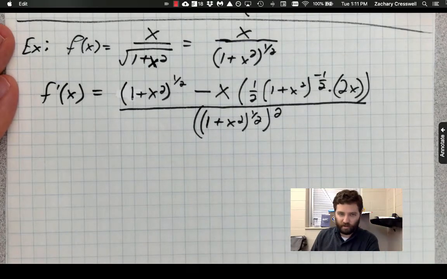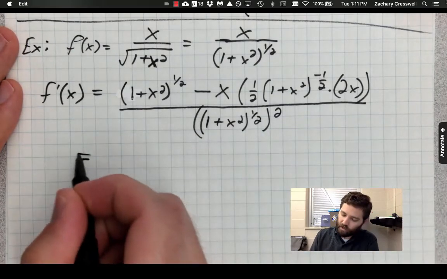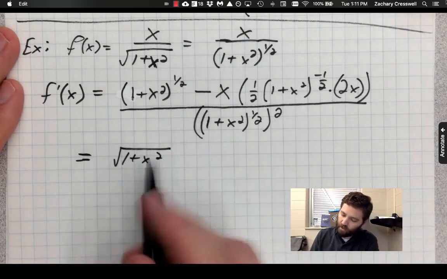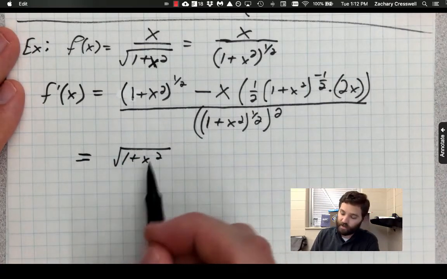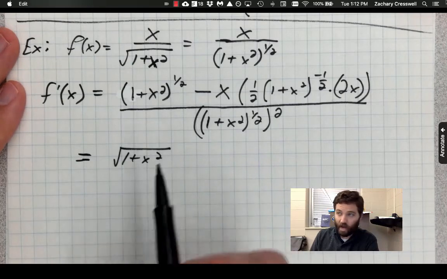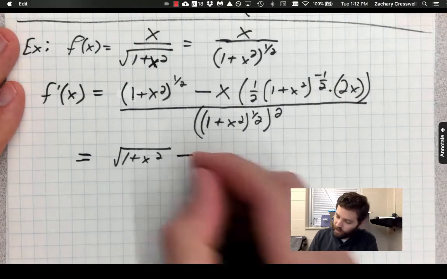Well, that's a mess, and it's pretty difficult to see whether this is going to be positive or not, so let's clean this up a little bit. Now I'm actually going to switch to roots, because knowing that 1 plus x squared is under a square root is going to give me some information. That always has to be positive, right? You can't have a square root output a negative number, so that piece is always going to be positive.